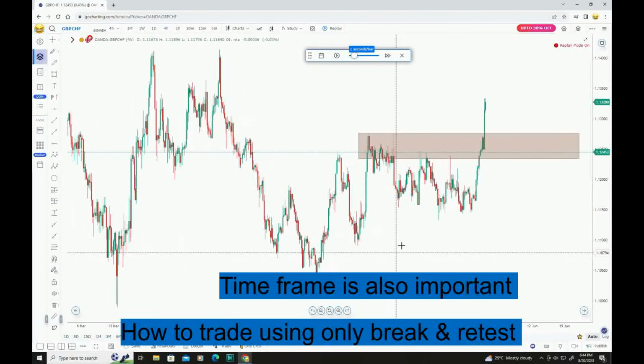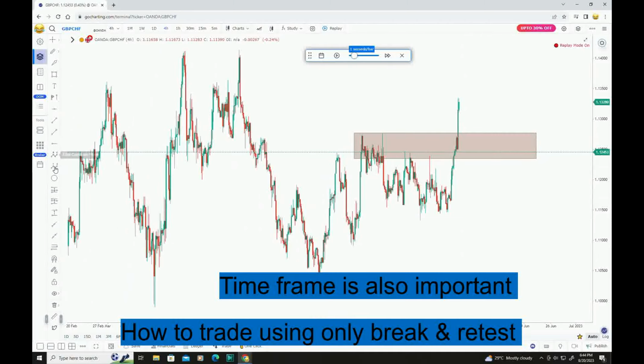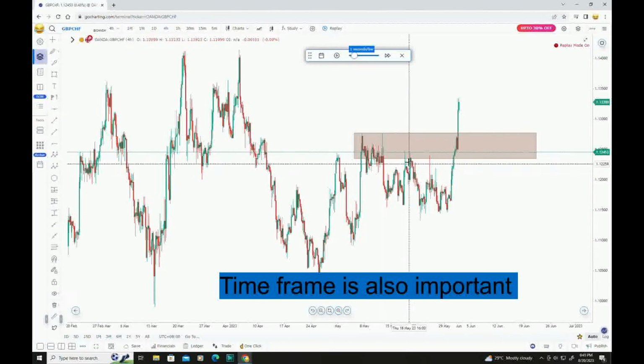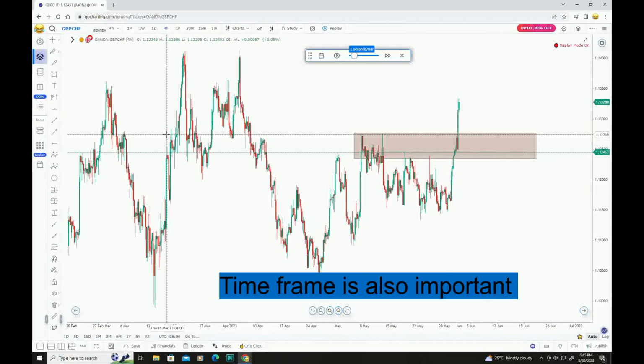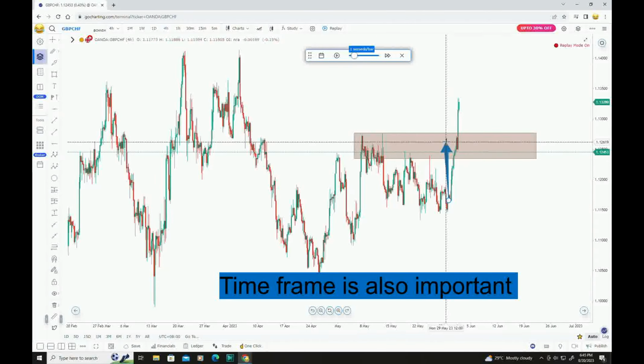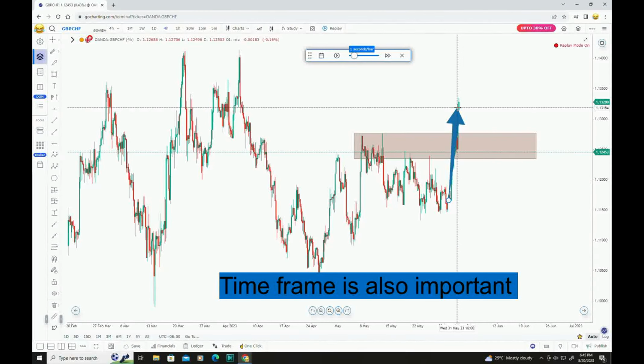Now you can see the price was here, in this zone. This was strong resistance. You know why this is strong resistance? See how many times the price tried to go up and got rejected: one, two, and this is the third time. Once the price broke this resistance with high momentum, what are we expecting?